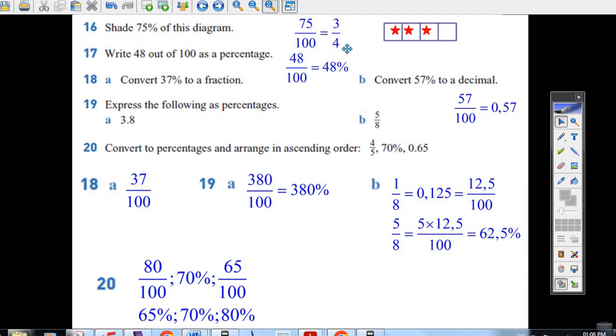Well, that means 3 out of 4. So shade 3 out of 4. I'm putting stars in there. It's easier than shading for me.